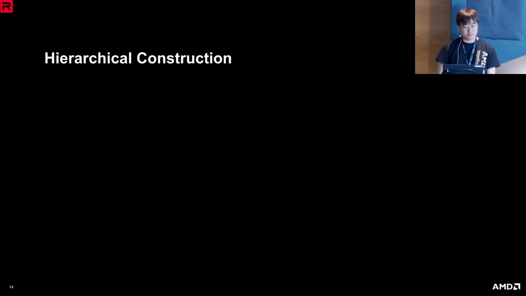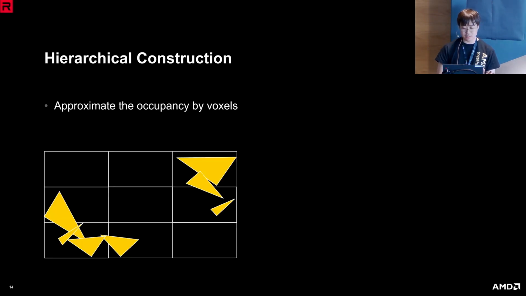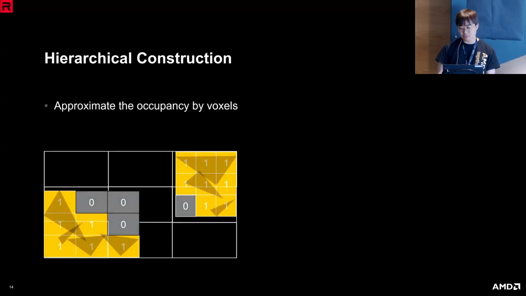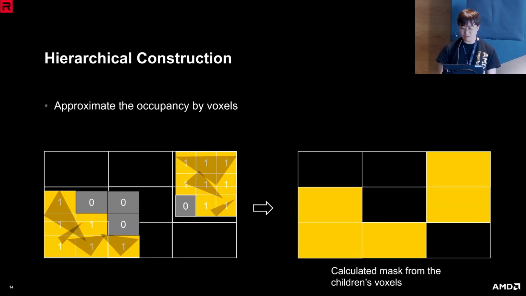What can we do? One thing we can do is to approximate the occupancy by voxels. Let's say there are several triangles like this, and these are two children. The left node has 4 triangles, and the right one has 3 triangles. Then why don't we just use the voxels as approximated occupancy? Yeah. Then we can calculate the mask from the children's voxels without knowing their triangles.